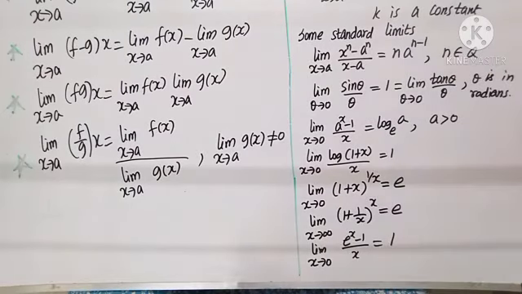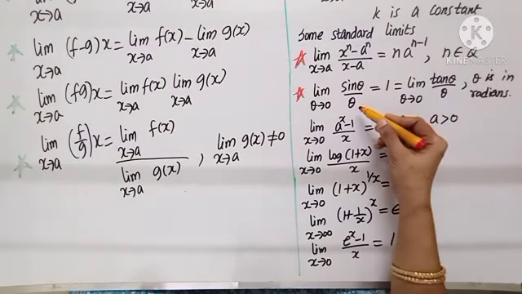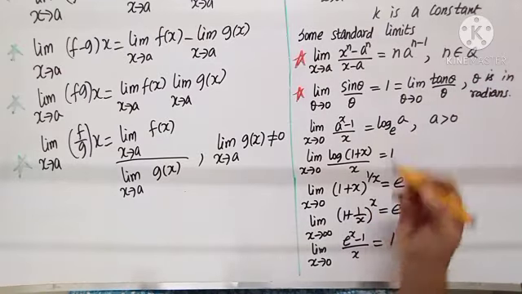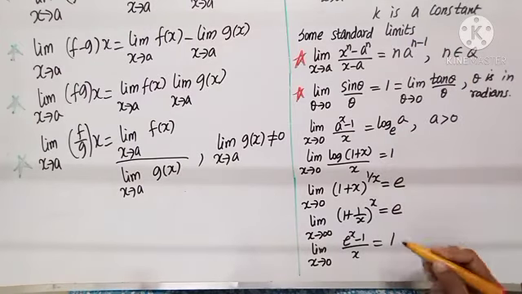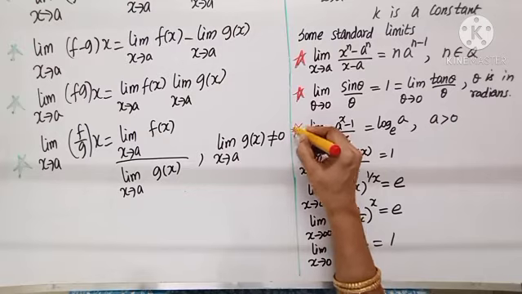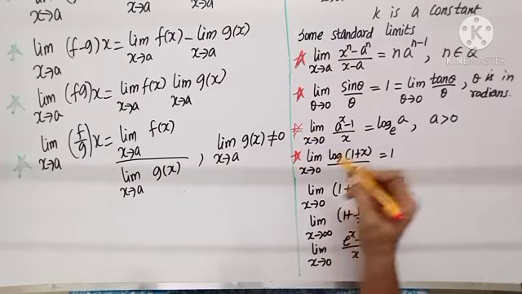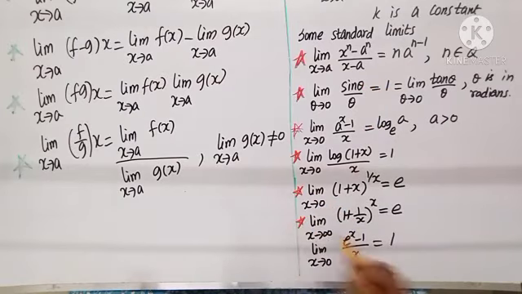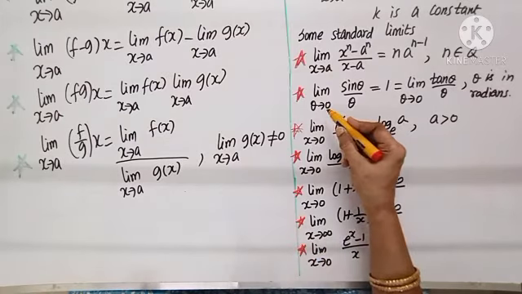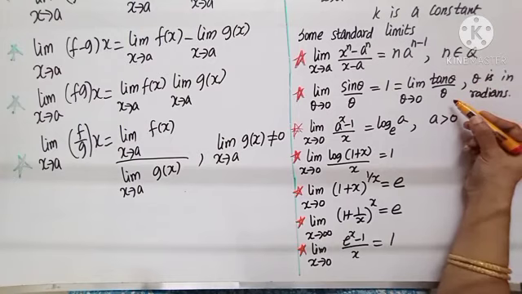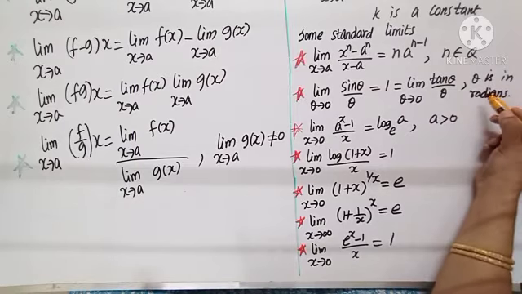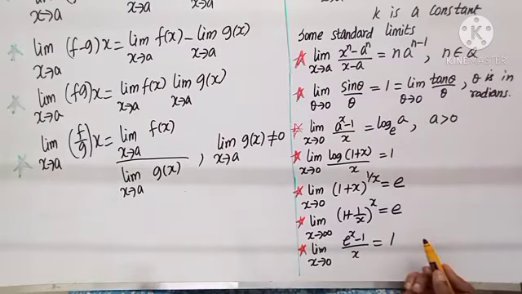The next idea, limit theta tends to 0, sin theta by theta or tan theta by theta. My answer is 1. In the standard limits, many answers give rise to 1. What are those? Let us remember well. The very first one is sin theta by theta. Limit theta tends to 0. Similarly, tan theta by theta. Limit theta tends to 0 and theta is in radians. If so, my answer is 1.